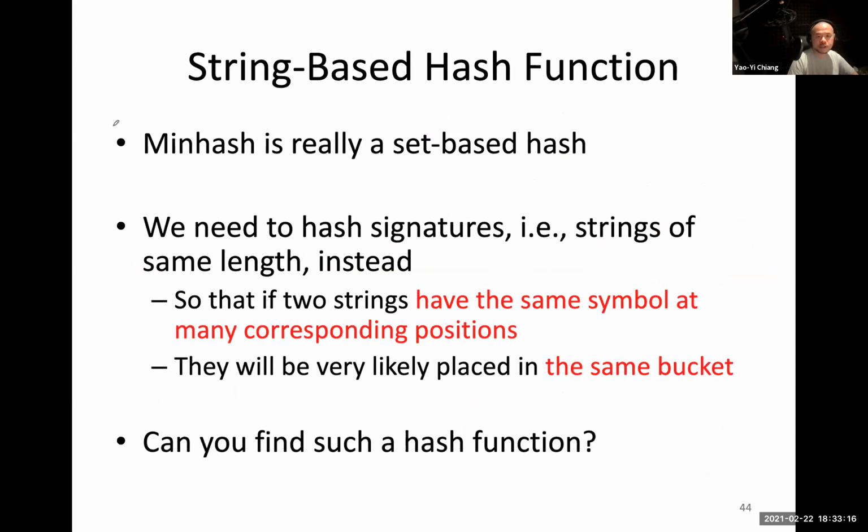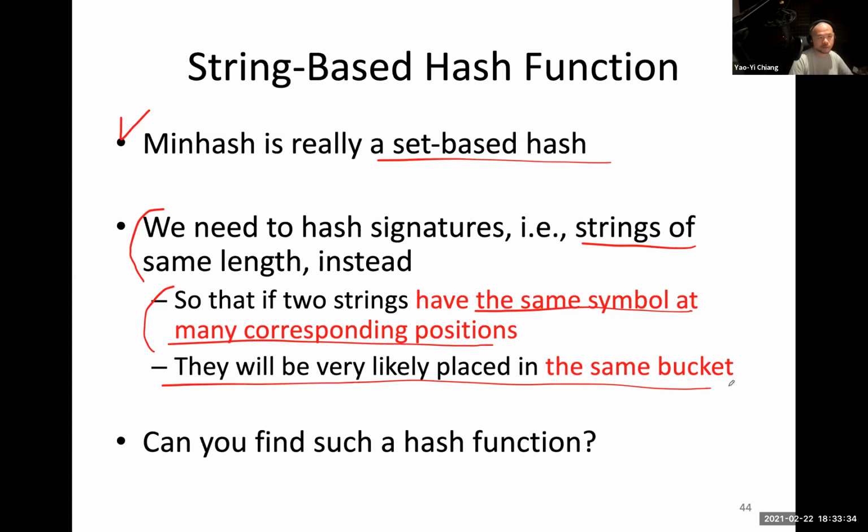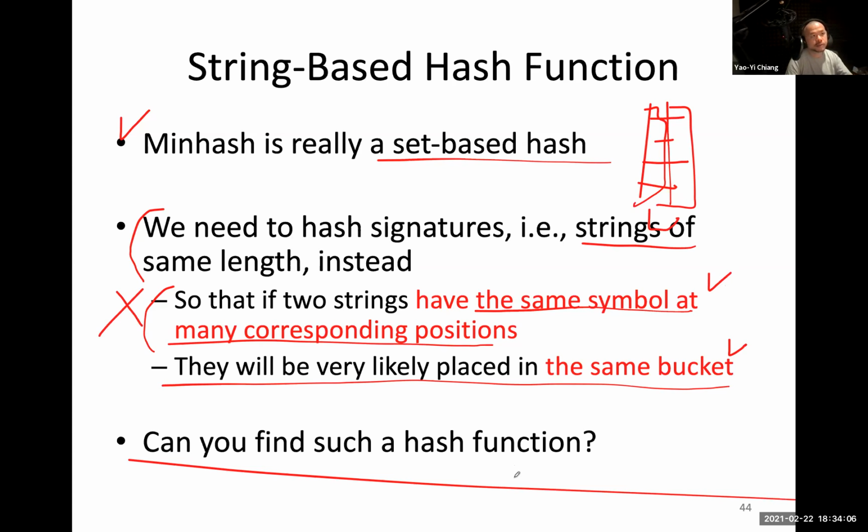So min hash actually just works as a set-based hash function. But now we need to hash signatures. These are strings, not sets. If two strings have the same symbols at many corresponding positions, we say they are very likely to be in the same bucket, right? Remember, we say two strings are similar if many of their corresponding locations have the same value. So if that is true, we say they are in the same bucket because they could be very similar and we want to compare them. If not, then we don't want to compare them, right? So can we find such a hash function to help us do this?